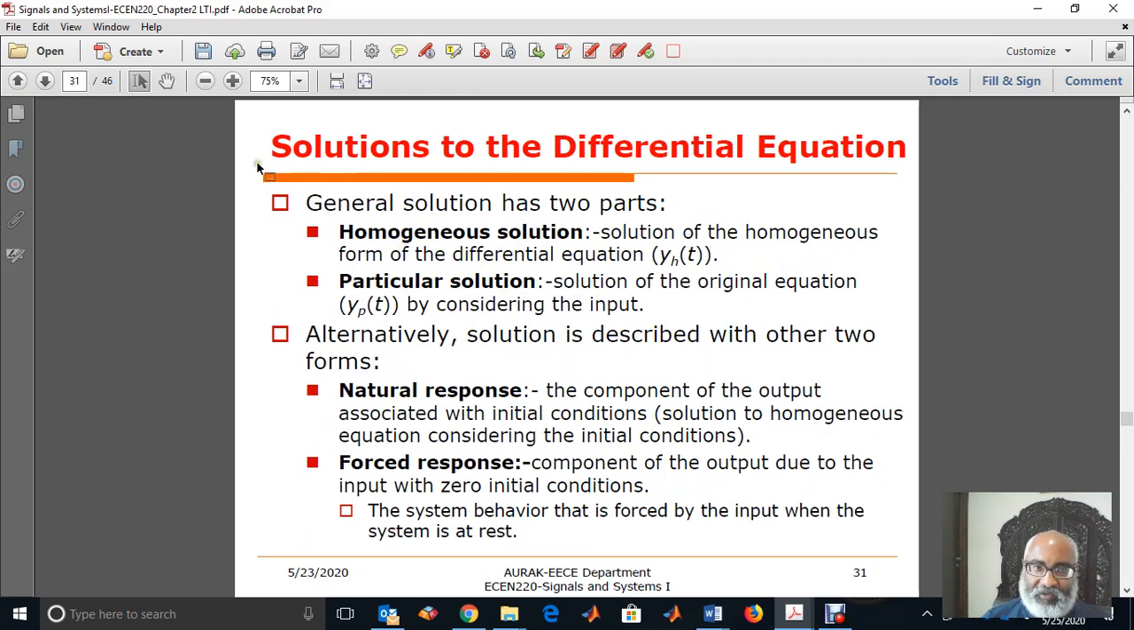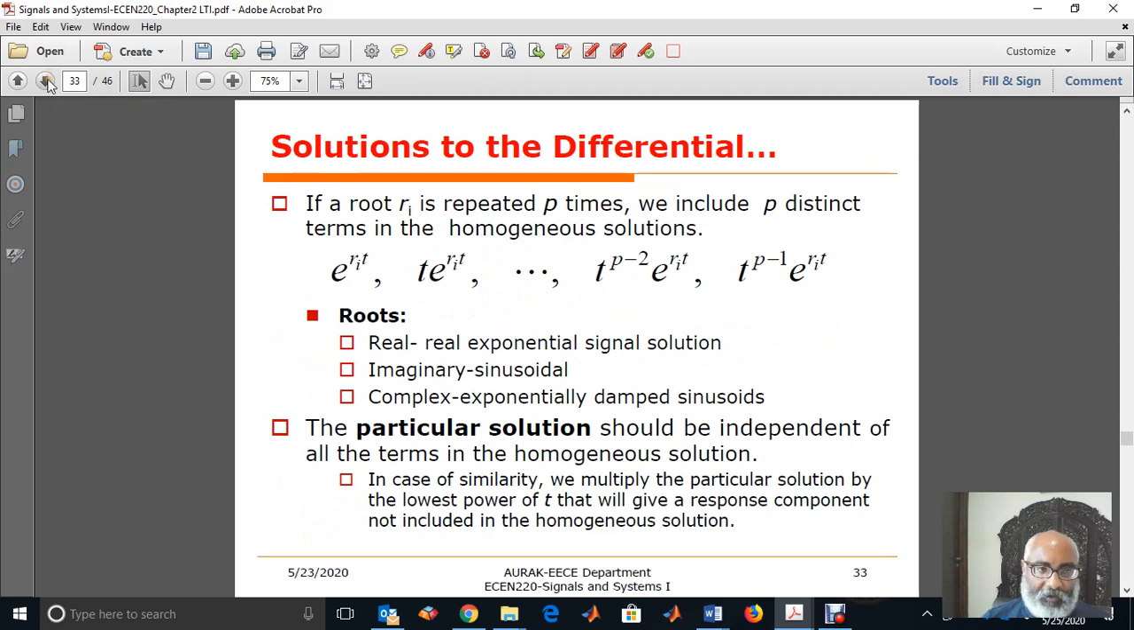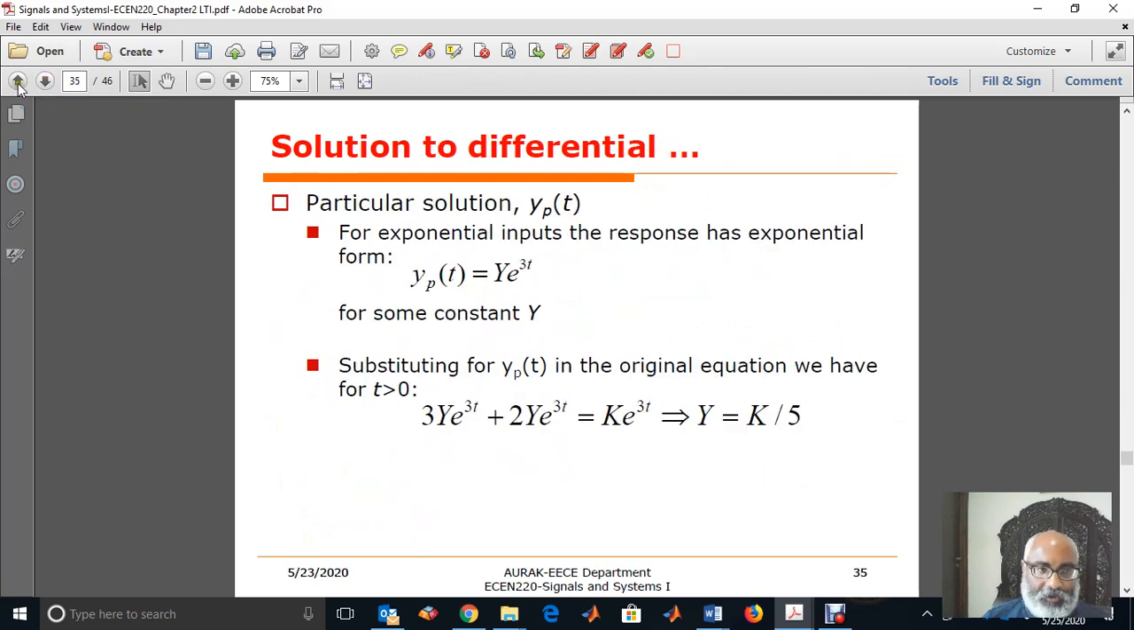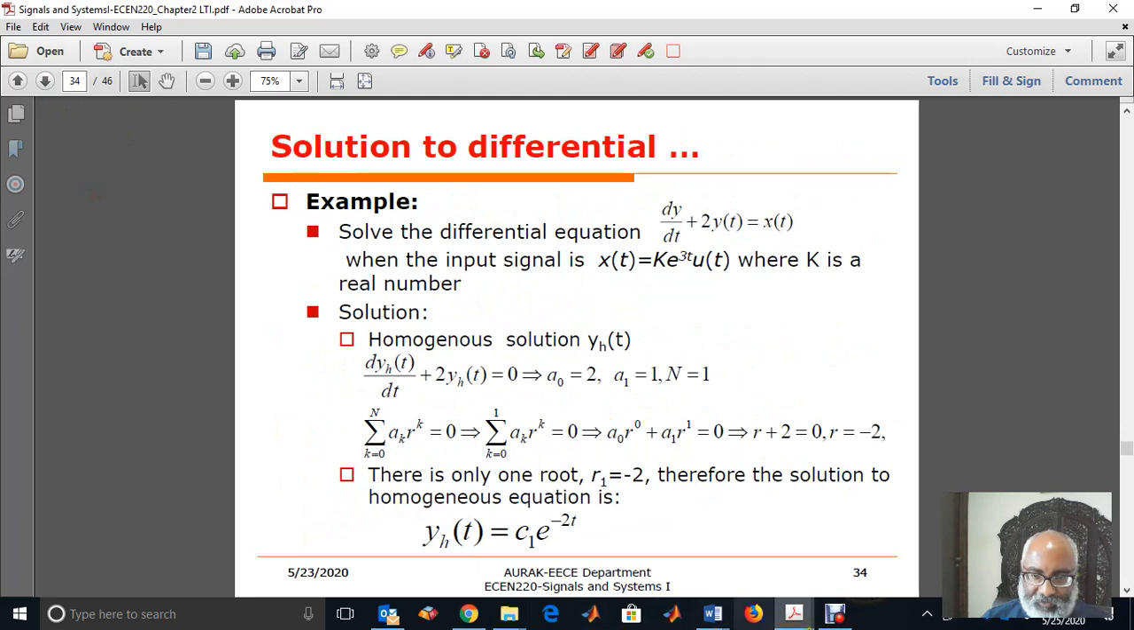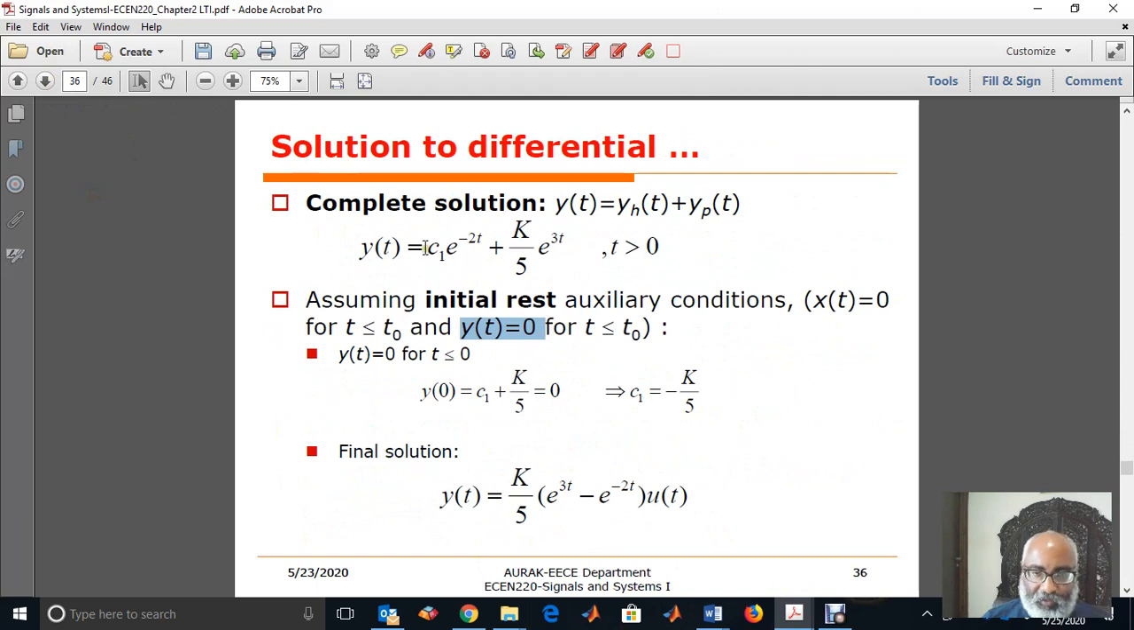That's what we did. We solved the homogeneous equation and got the homogeneous solution, which is this one, C1 e raised to minus 2t. Then we found the particular solution, y particular, which is this, and we added the two and found the constant C1 from the initial condition. This is the first way, the first alternative.